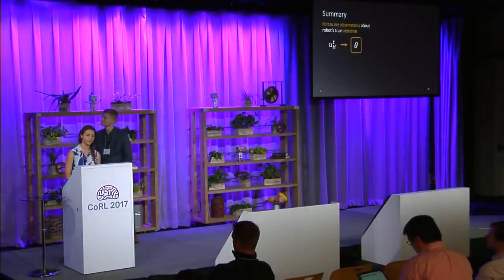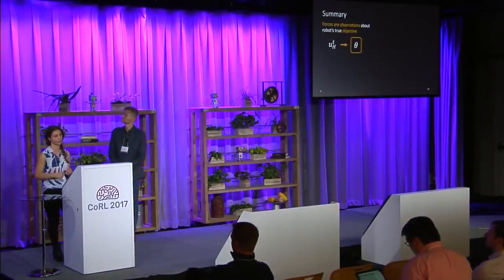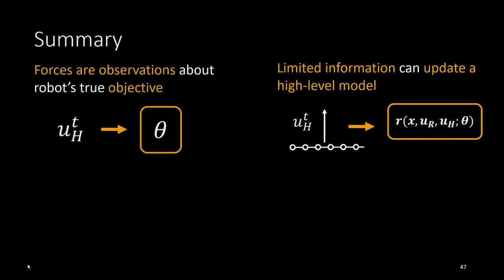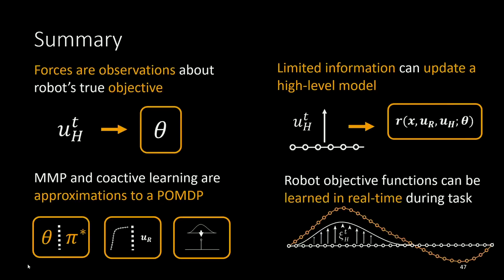Ultimately, in this work, we find 4 major contributions. First, we find that human forces can be used and leveraged as observations about the robot's true objective. We also find that limited information, just the torques that people apply on the robot, can be used to update the high-level model that the robot has about what it's actually doing. We also find that online max margin planning and coactive learning are approximations to this full POMDP that we talked about earlier. And finally, we find that robot objective functions can be learned in real time simply from physical human-robot interactions while the task is unfolding.